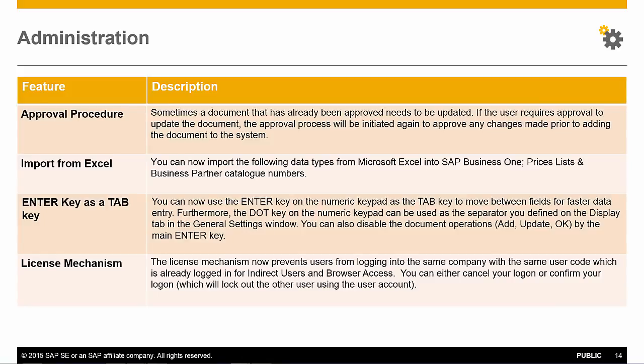It supports price lists and business partner catalogue numbers. You can now use the Enter key on the numeric keypad as the Tab key to move between fields in Business One for faster data entry.